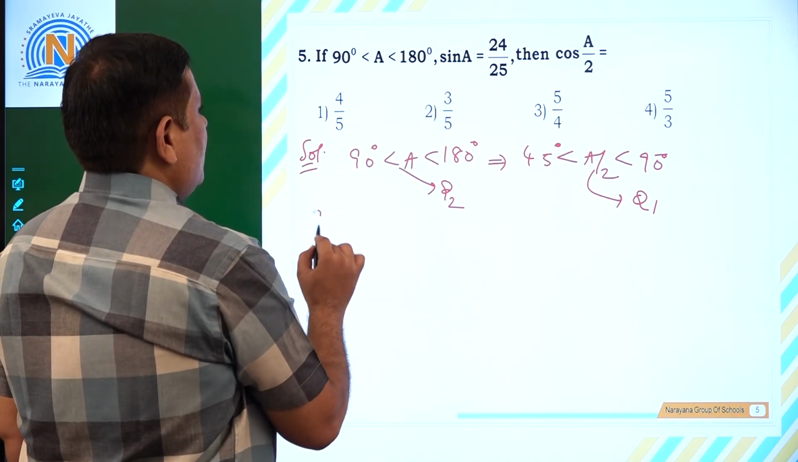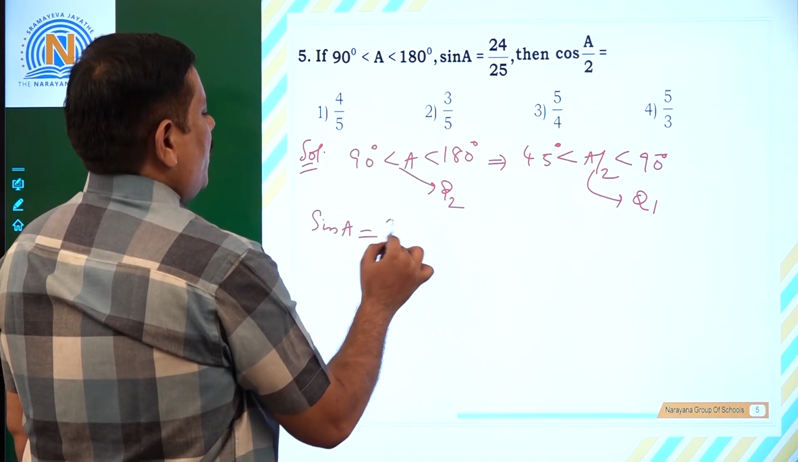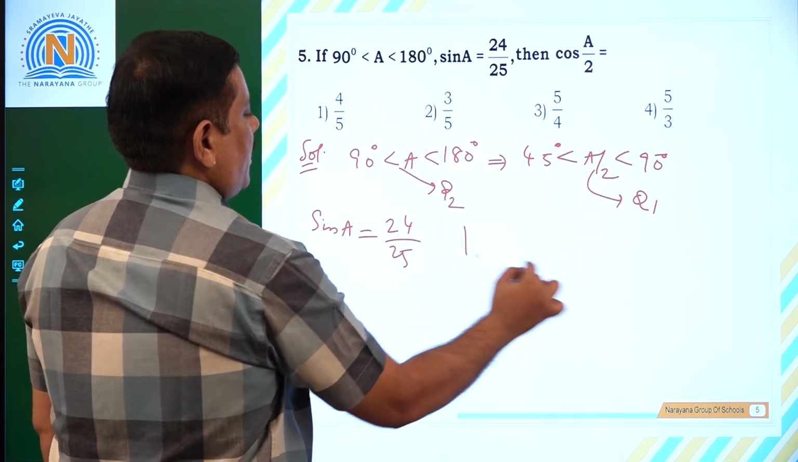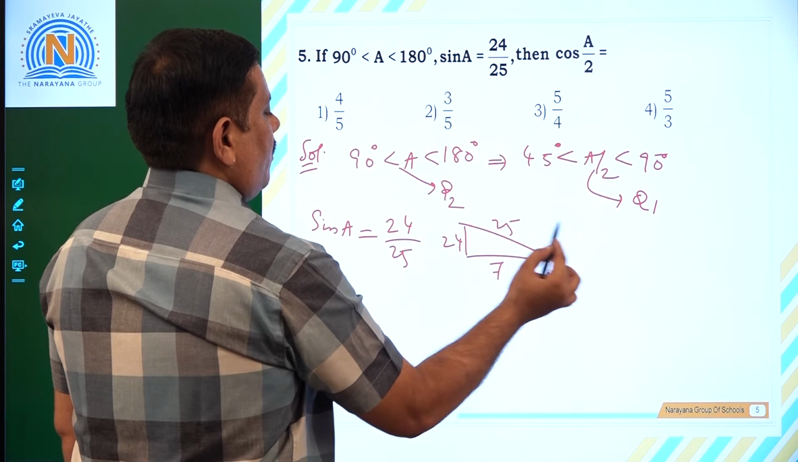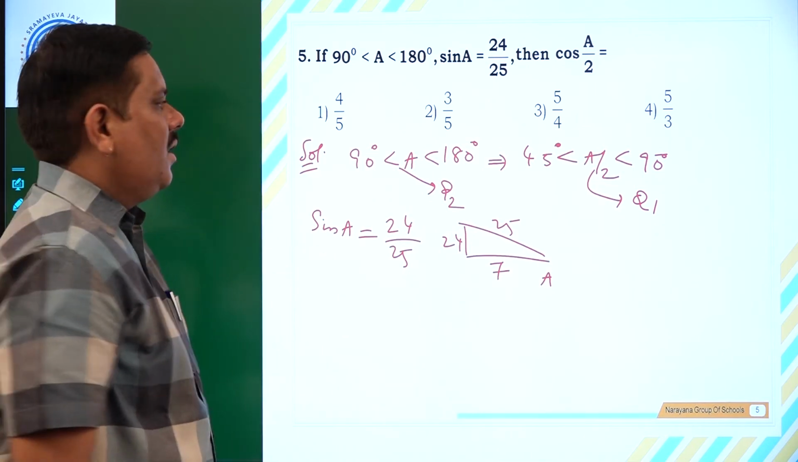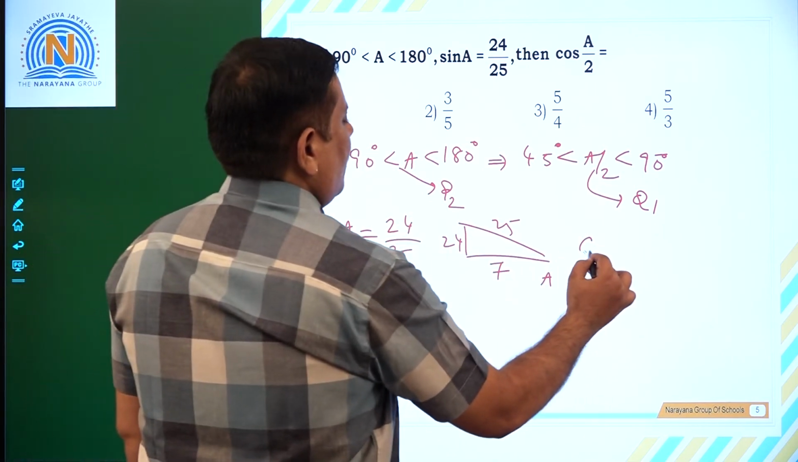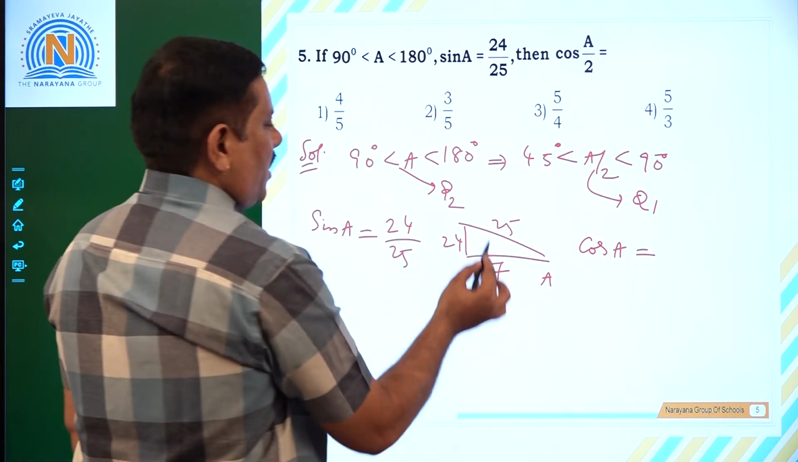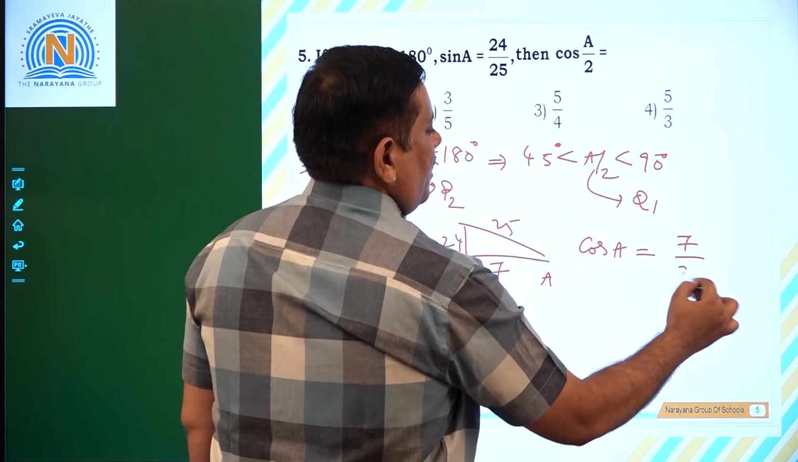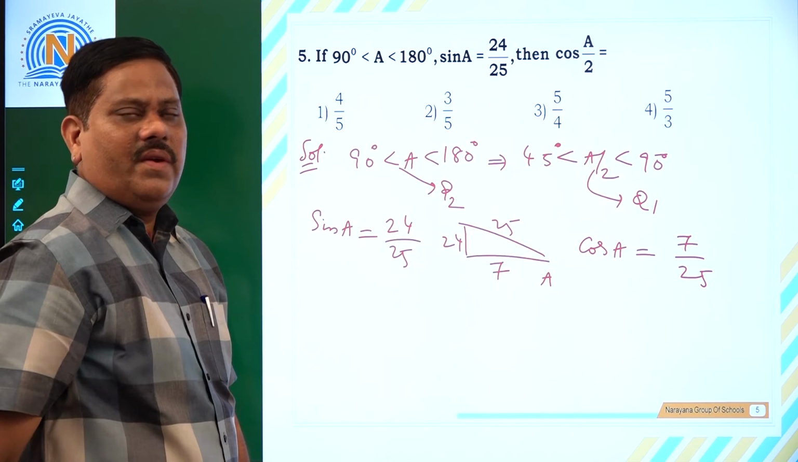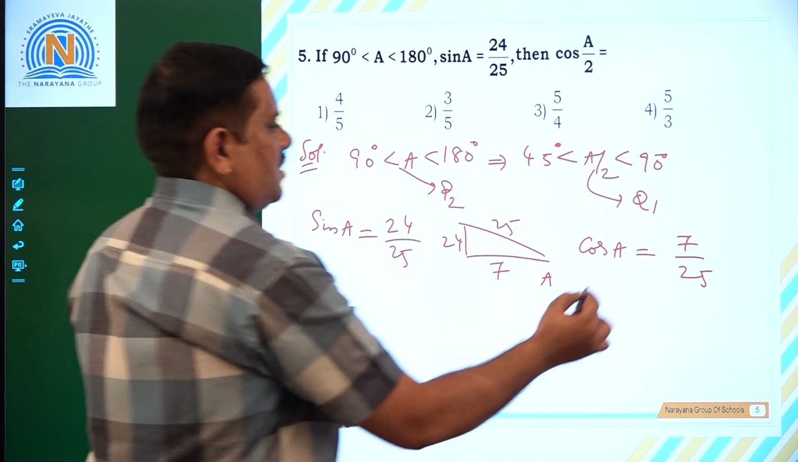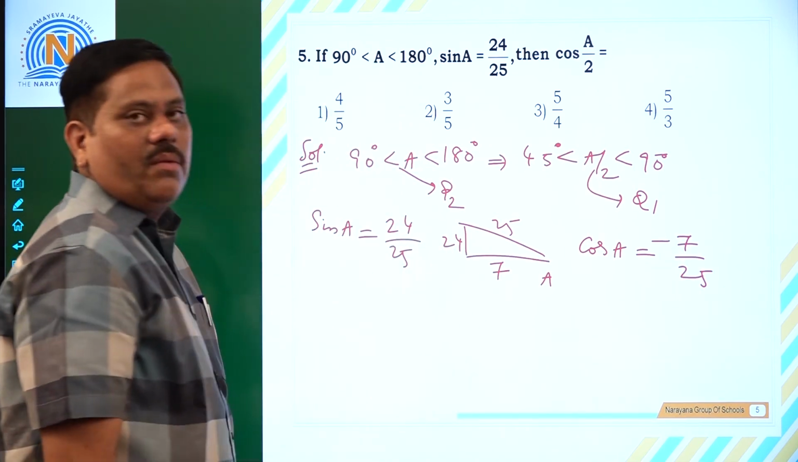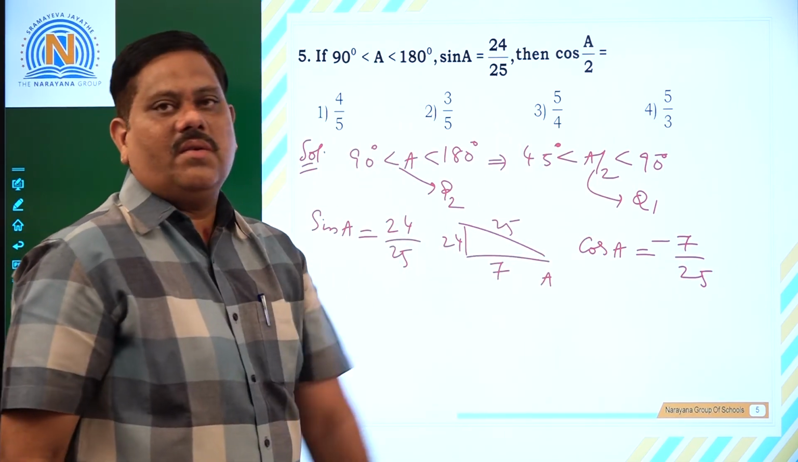Now we are given sin a as 24 by 25. Let us take the triangle. This is a, this is 24 and 25. This length will be 7. Pythagorean triplet, right? Now, what is cos a? According to the triangle, it is 7 by 25. Is it plus or minus? We can decide based on the quadrant. A is in the second quadrant, so cos is negative there. So definitely it is minus 7 by 25. Cos a is minus 7 by 25.